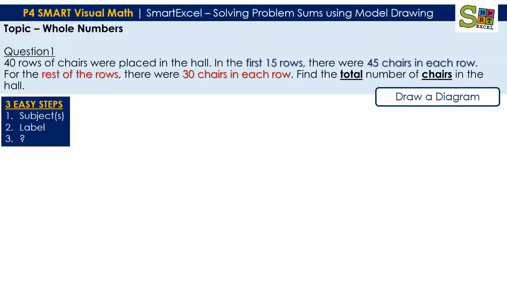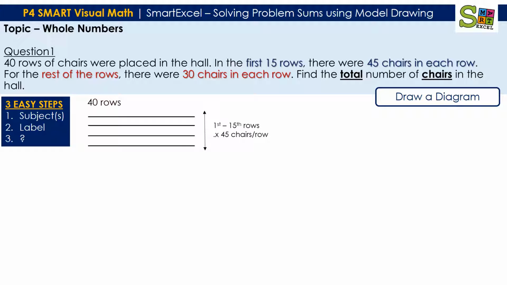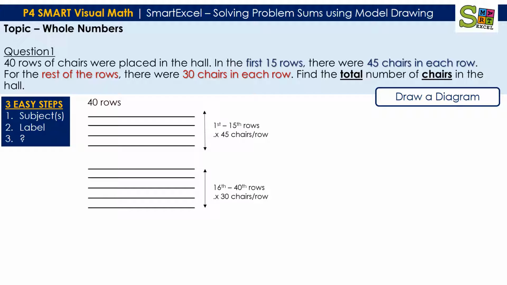So we read again, 40 rows of chairs were placed in the hall. In the first 15 rows, there were 45 chairs. So we just draw a few lines here, the first 15 rows, and each row is 45 chairs per row. Next, we have the rest of the rows. The rest of the rows means 16th onwards to the 40th row. There will be 30 chairs per row. So the question mark is they ask to find how many total number of chairs there are in the hall.